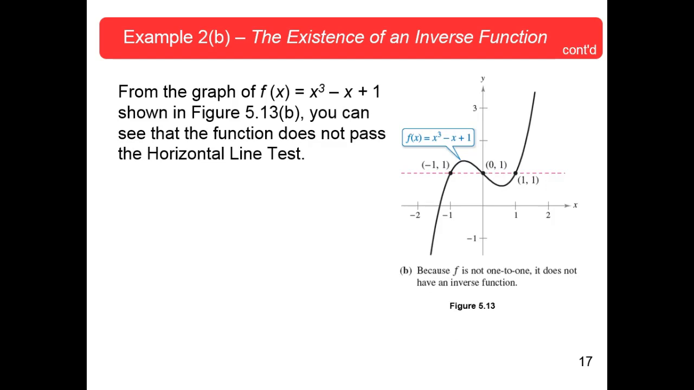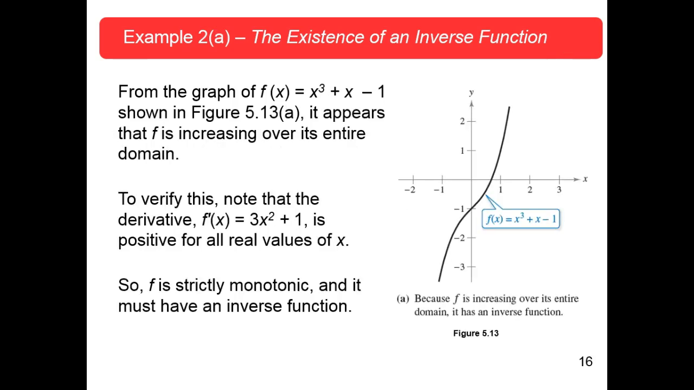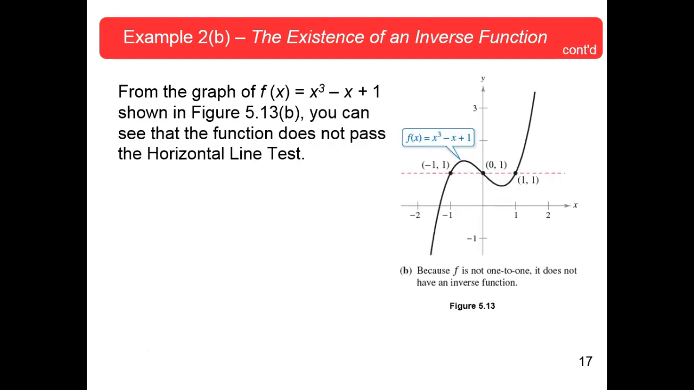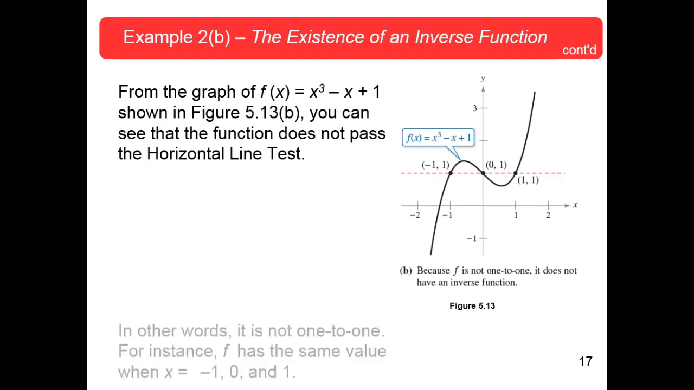Okay. Now, from the graph of this one, x cubed minus x plus 1, notice how similar they were. That was x cubed plus x minus 1. That's a one-to-one function. x cubed minus x plus 1 is not a one-to-one function. It fails the horizontal line test in several places in between here and there. Not a one-to-one function. It does not have an inverse, at least in its entire domain.